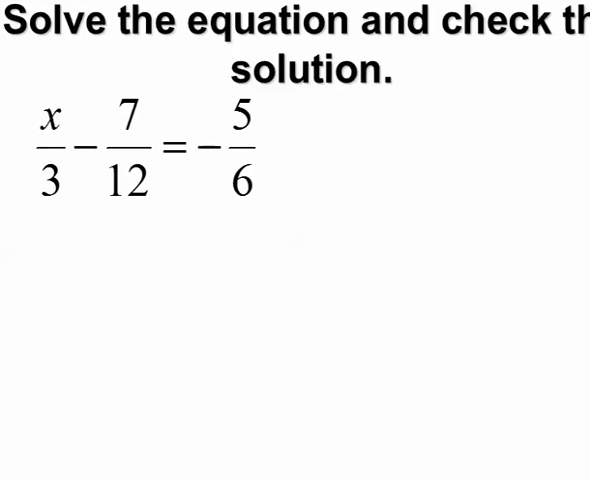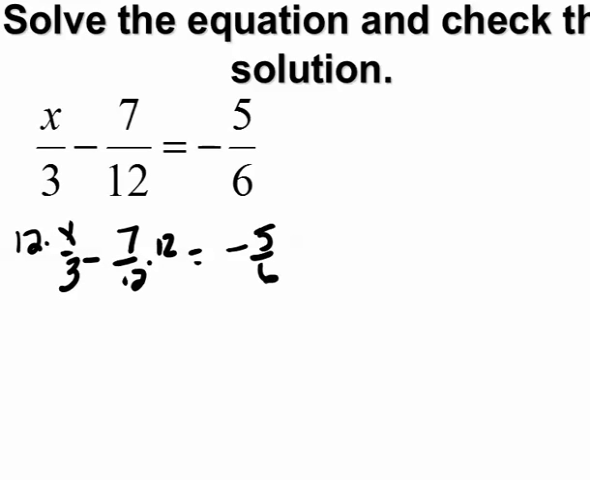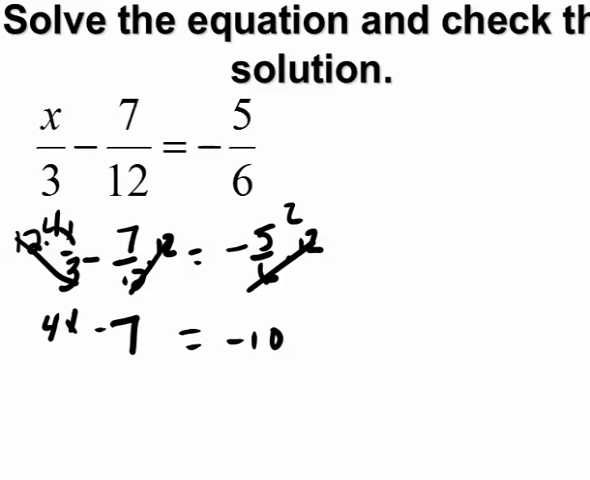Once again, our next problem is we have 3, 12, and 6. I would multiply everything times 12. I'm going to write this one differently. 12 times x over 3 minus 7 over 12 times 12 is equal to negative 5 sixths times 12. These will cancel, making it 4x. Those will cancel. Minus 7 is equal to negative 10.